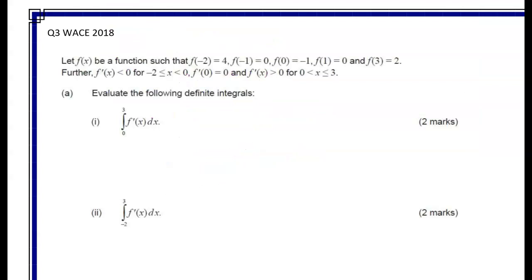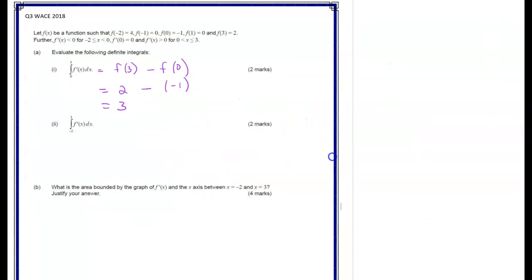So we've got the integral of the derivative. This is different to all the others, because all the others were the derivative of the integral. Integral of the derivative, remember we just sub in and subtract. So f of 3 is 2 and f of 0 is -1. So the next one is just going to be f of 3, take f of -2, sorry. F of -2 is 4.